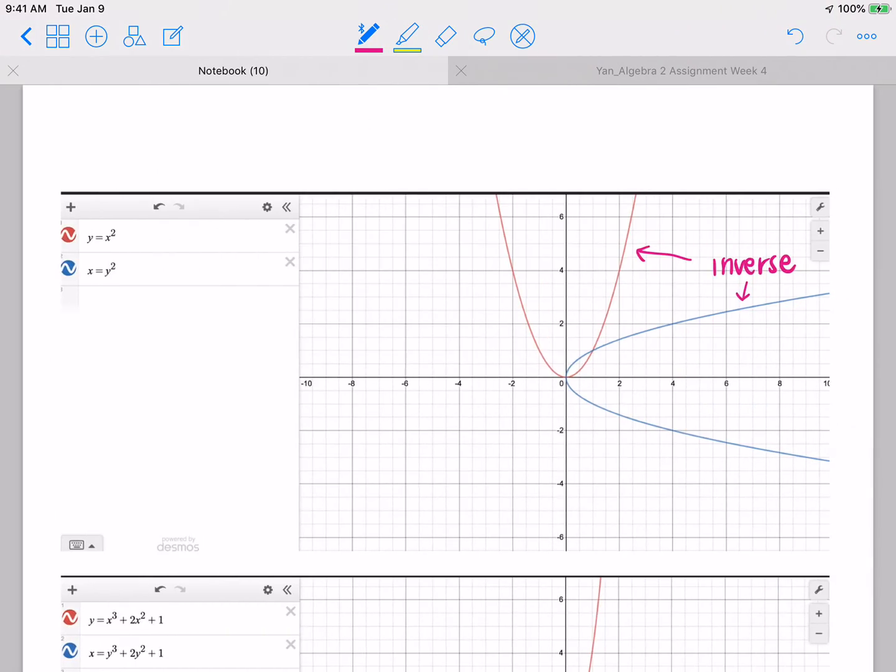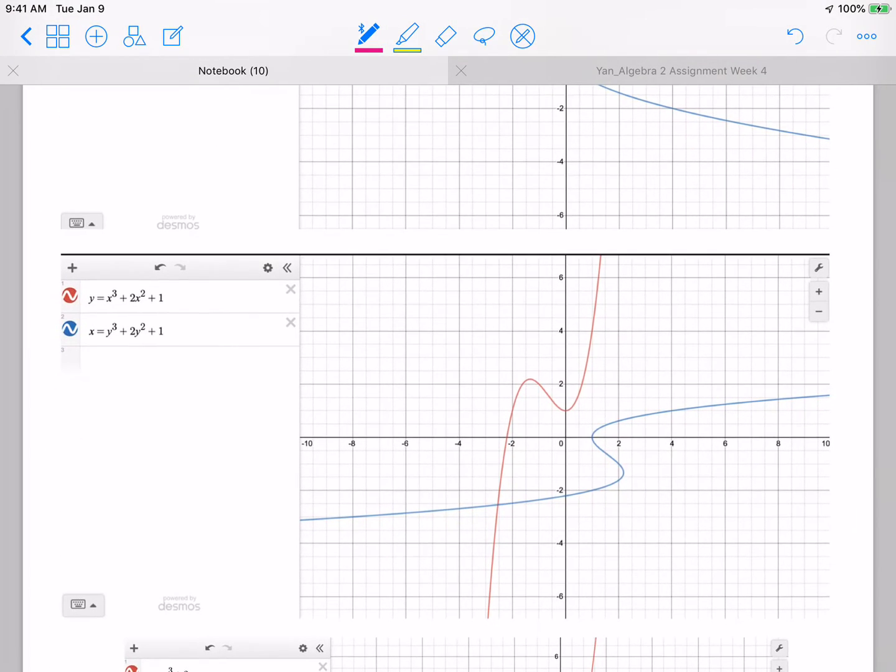So let's look at how the graph looks. The inverse graph looks like this, and this is not a function because when I draw a straight line down, I'm hitting so many points as well. So they are not invertible.